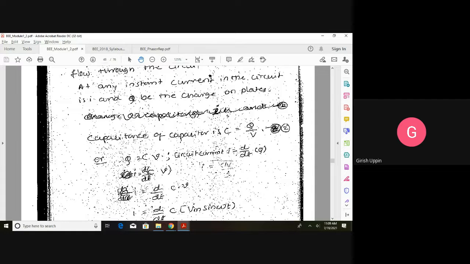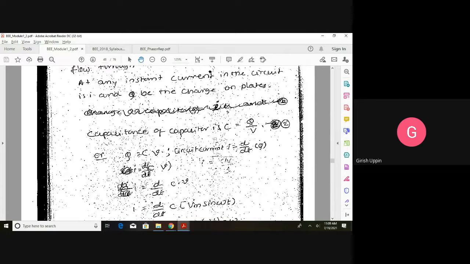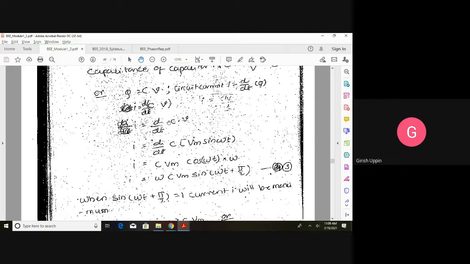On the left-hand side it is dq/dt, on the right-hand side d/dt of C into v. And we know what dq/dt is. dq/dt is nothing but the current. It is the rate of flow of electric charge, which is a current. Therefore, i = d/dt of (C v). And we know for a given capacitor, capacitance is a constant. So C is constant, and what we have is the instantaneous value of the voltage v. Therefore, i = C dv/dt. And what is v? Vm sin ωt.